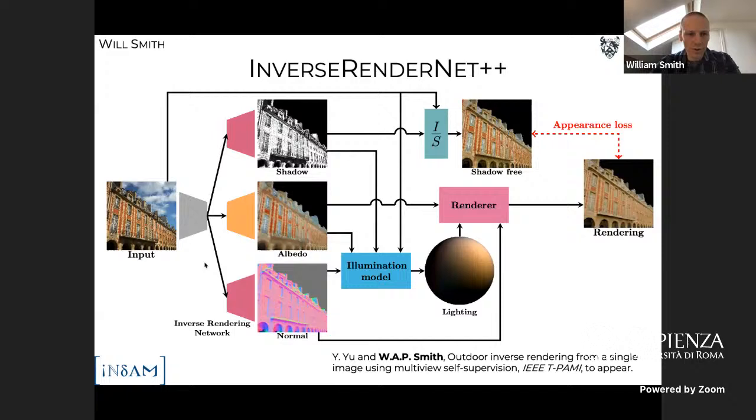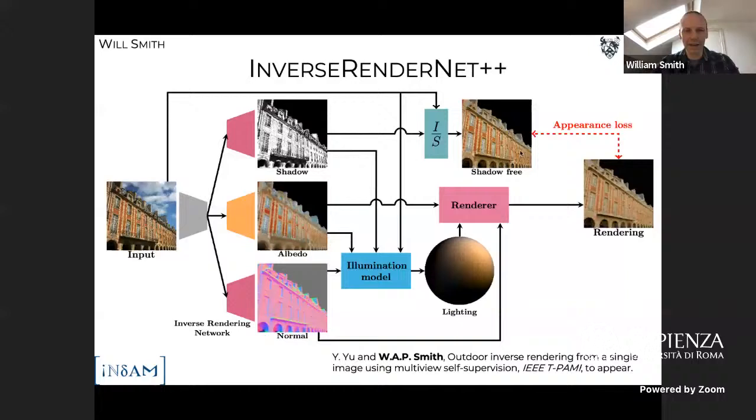So we've been playing with an extension where we also predict a cast shadow map. There's nothing to make the cast shadow map physically correct. It's just a per pixel grayscale value. But by playing with how we compute the losses, we can kind of encourage this to mainly explain cast shadows in practice. So the idea is the same. We regress these three maps. We can then divide out the shadows from the input to get a shadow-free image, and we use that in our appearance loss.